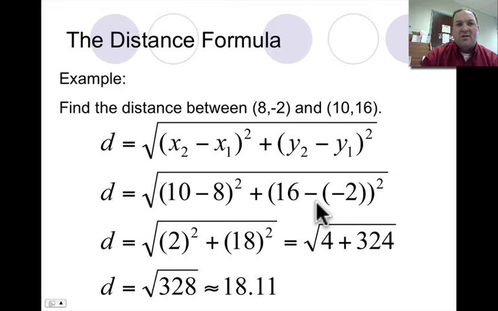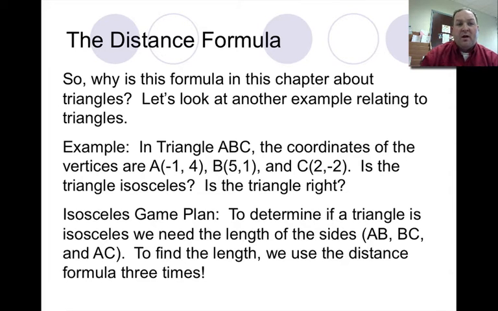So how can we apply the distance formula to the stuff that we already know? Why are we talking about this if we just talked about triangles? Let's look at another example relating to triangles. The example says, in triangle ABC, the coordinates of the vertices are A, negative 1, 4, B, 5, 1, and C, 2, negative 2. So what we're asking here is: is this triangle isosceles? Is this triangle a right triangle?